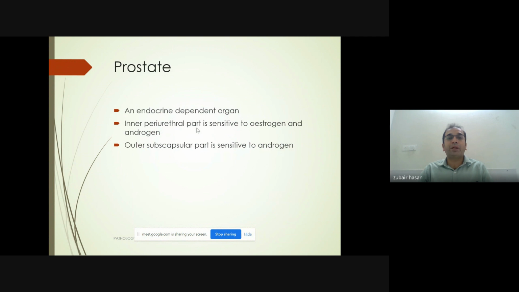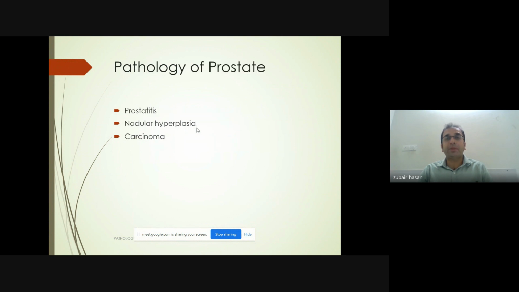The prostate is comprised of 2 zones. The inner periurethral part is sensitive to estrogen, progesterone, and androgen, whereas the outer subcapsular part is sensitive to androgen. So the inner part is sensitive to estrogen and androgen, the outer part to the androgen. All right. And that has significance when we talk about carcinomas and BPH. We will come to that.